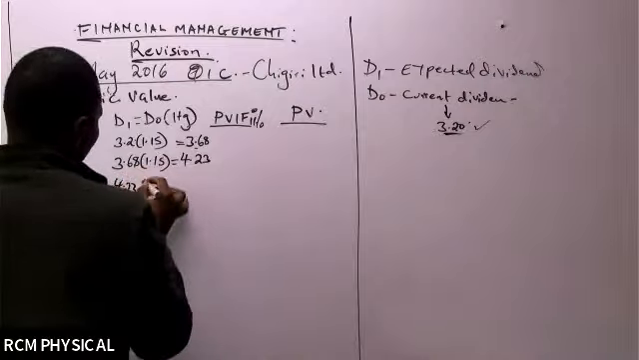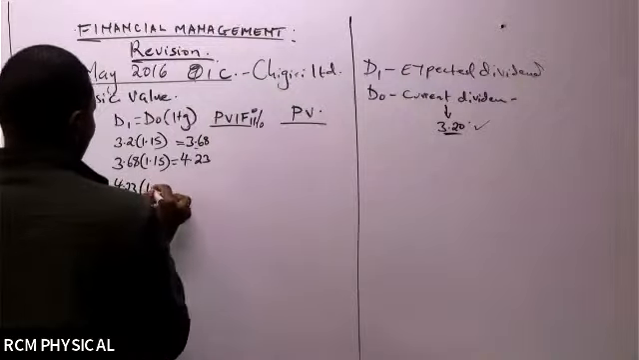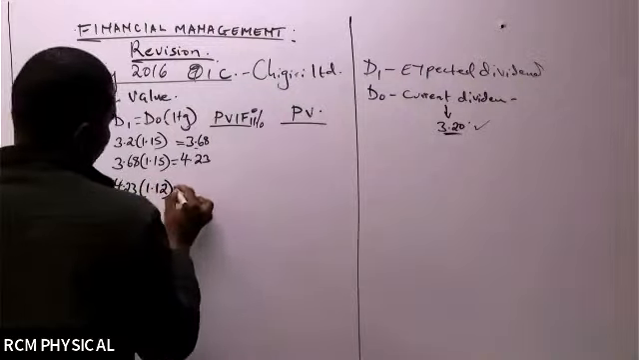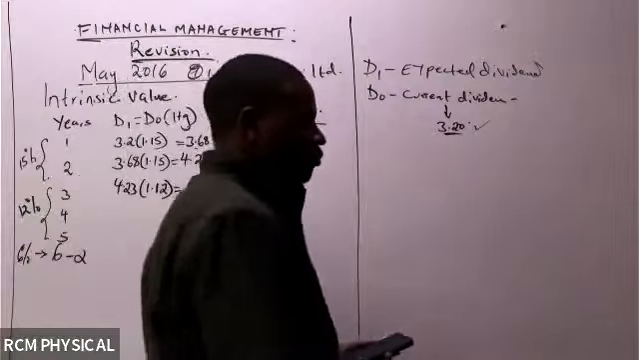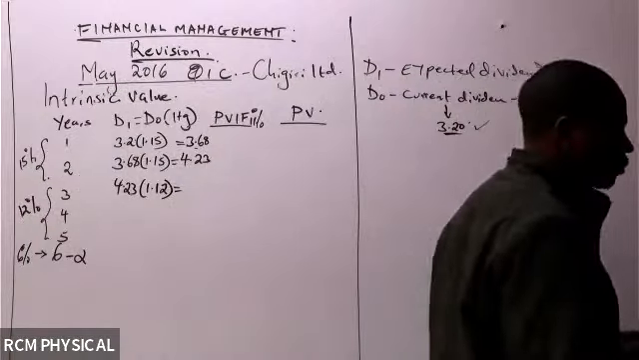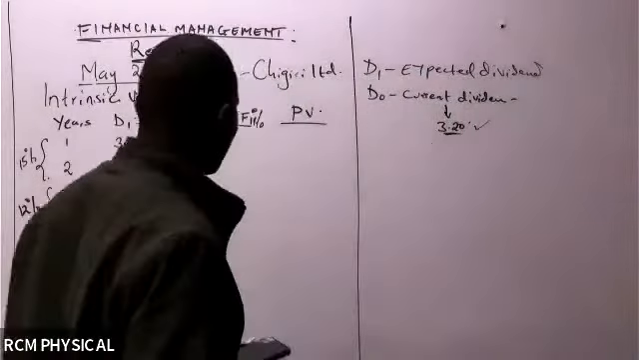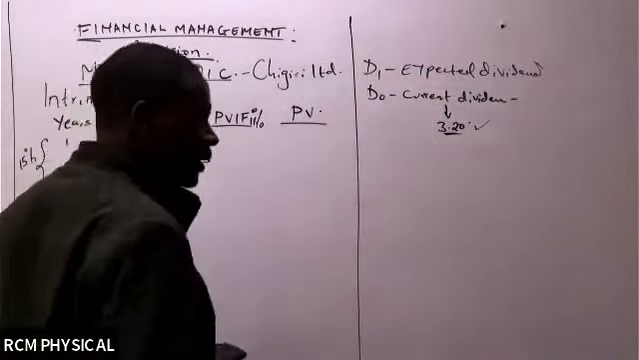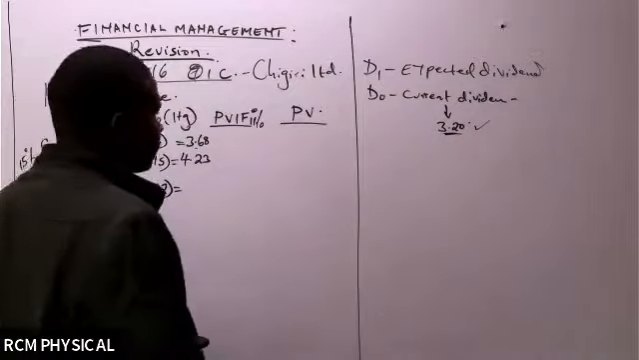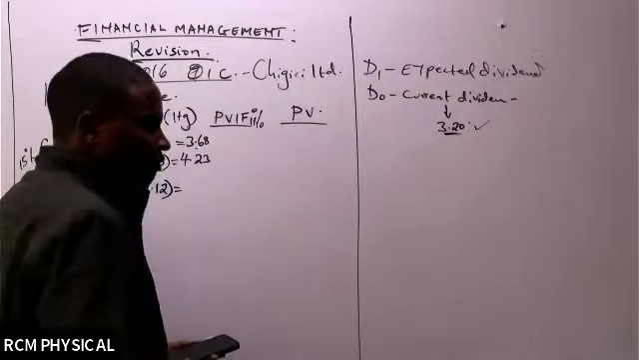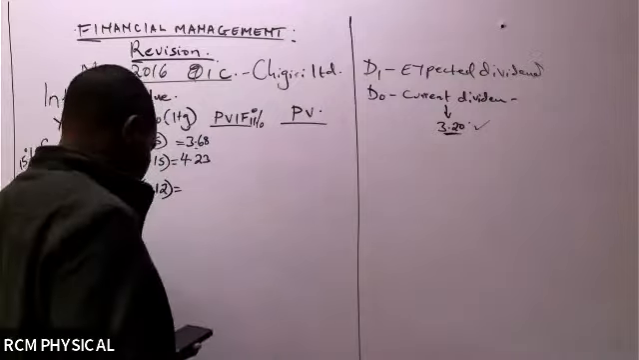4.23 now is growing at a rate of 12%, so we multiply by 1.12. So for that year, it is growing at a rate of 12%. What should be our value here?